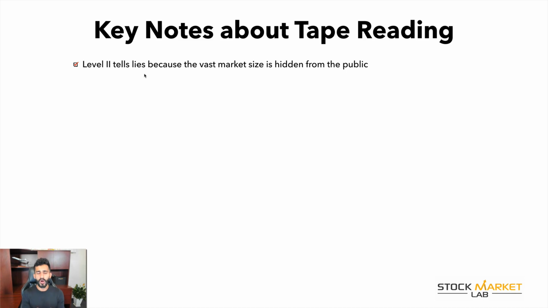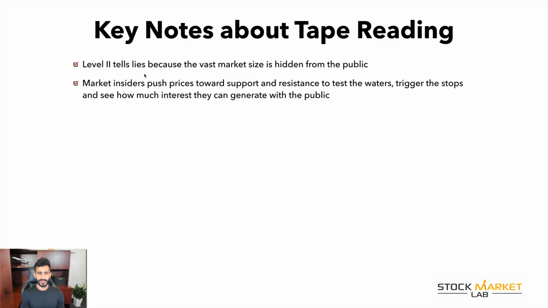They're not going to go on level 2 and say, hey, we want to buy 50,000 shares of Apple right now, or we want to sell 100,000 shares of Apple right now. So a lot of the size is hidden, right? You need to keep that in mind. Next, market insiders push prices towards support and resistance to test the waters. This triggers the stops and shows them how much interest they can generate with the public.